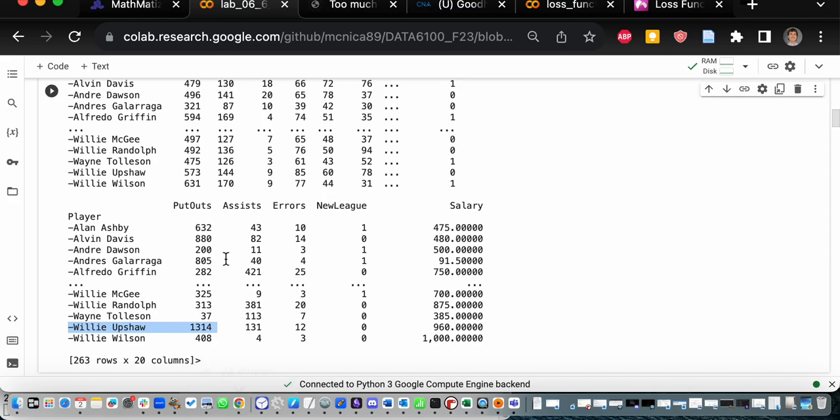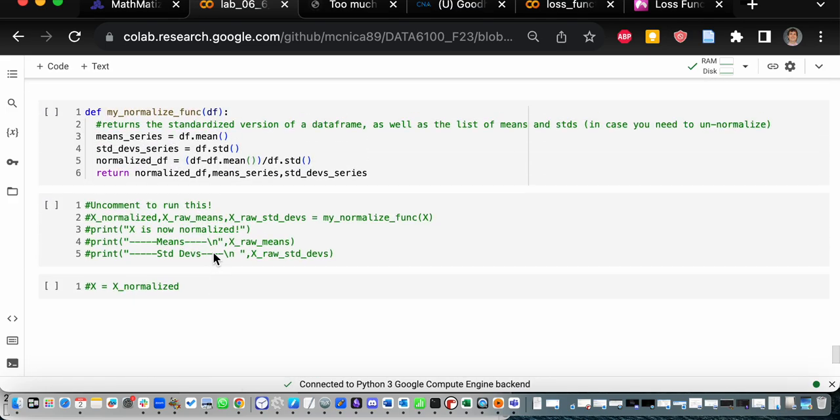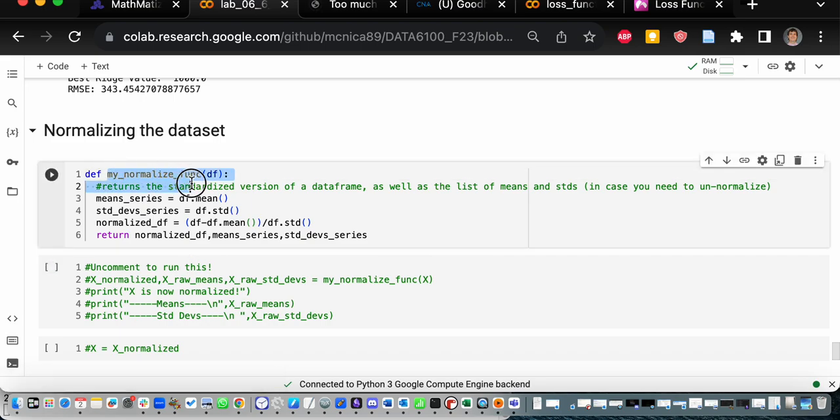So at the bottom of the data set here is how to normalize. I made a little function, my normalized function. This is like a better version of the scikit-learn one. Why is it better? Because I didn't have to read the documentation. I just made my own. You can use the official one, but here is what I did. It returns a standardized version. I should say normalized, because standardized means something else. Normalized version of the data frame.